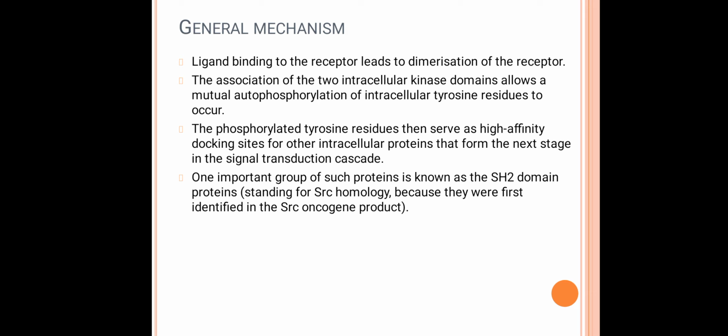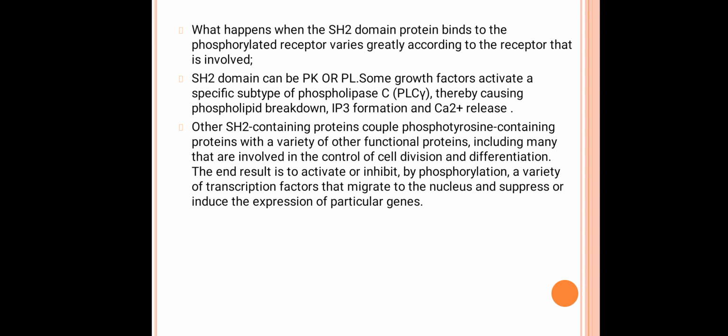protein. So once the SH2 domain protein is attracted by the phosphorylated tyrosine residues, this SH2 domain protein also will be phosphorylated. Now what happens after the phosphorylation of the SH2 domain protein will depend upon what kind of receptor it is. If it is a phospholipase C, then like I discussed in the previous class, it will break the phospholipids into inositol triphosphate, that is IP3. This IP3 will move into the sarcoplasmic reticulum and bring the calcium out. So this is if it is a phospholipase C.